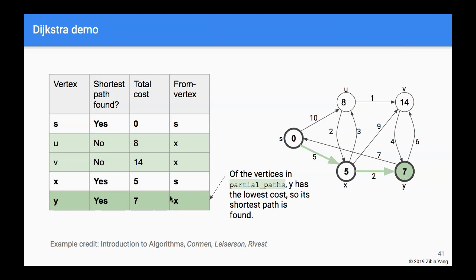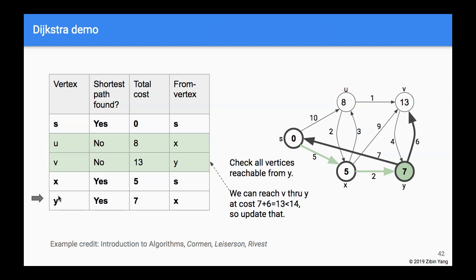And we know then for Y, we have found the shortest path to it. So we mark it as such. And then we look at all the edges going out from Y, and there are two of them. One of them is going back to S, and we know that S already has the shortest path, so we don't bother with this edge.